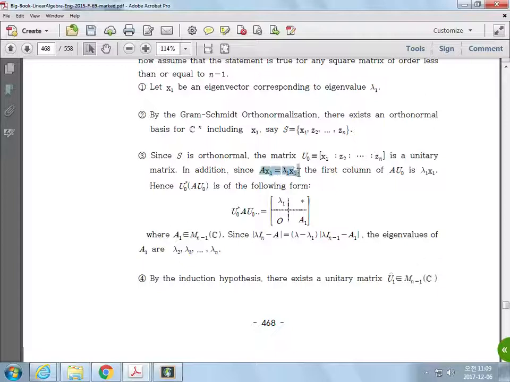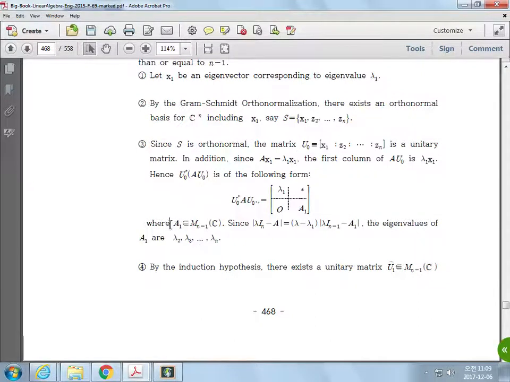Because Ax1 is equal to lambda 1 x1. Lambda 1 is an eigenvalue, and x1 is its corresponding eigenvector. And the first column of AU0 is lambda 1 x1. So since the g_i's are also orthonormal vectors, all the entries below this lambda 1 are zeros. So U0 star AU0 can be written in this way. This lambda 1 and stars are here, and zero vectors here, and the submatrix A1 here. Now this A1 is an n minus 1 by n minus 1 matrix. So now we can use the induction.